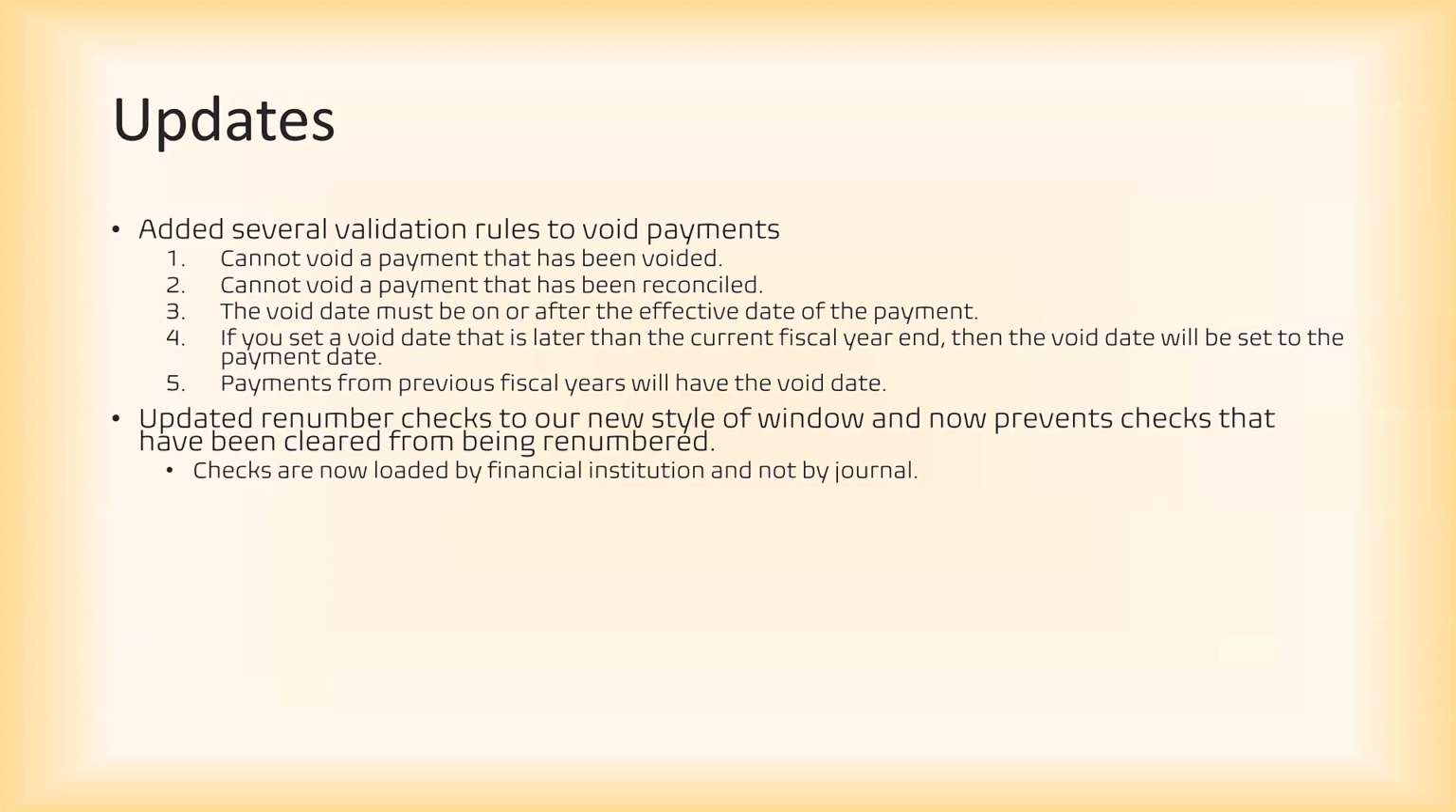One of the other things we did in the month of August was we updated the renumber checks to our new style of window, and we now prevent checks that have been cleared from being renumbered. So if you have used our bank reconciliation and cleared the check, you won't be able to renumber the check because, again, it had already been cleared by the bank. And also, one of the changes we made, instead of loading checks by journal, we now load by financial institution. So you select your financial institution and not journal, and then the list of checks will load.